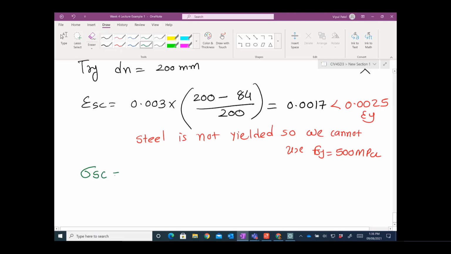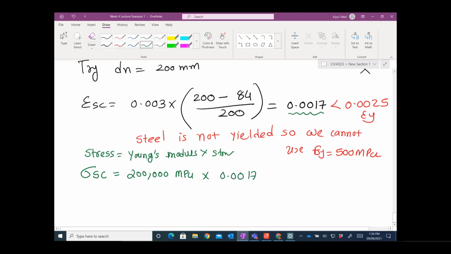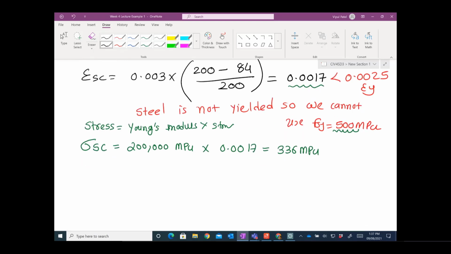So that's fine, sigma FC. You know the Young modulus of the steel, so we are using this relation: stress is equal to Young modulus times strain. The Young modulus was 200 gigapascals times the strain value of 0.0017. So basically we get that value of 336 megapascals. So we can't use 500, but we can use 336. Okay, that sounds good.